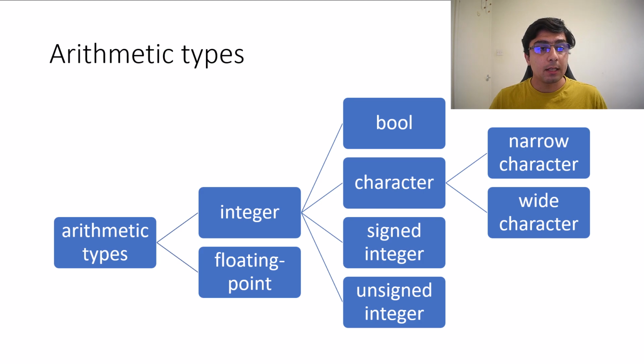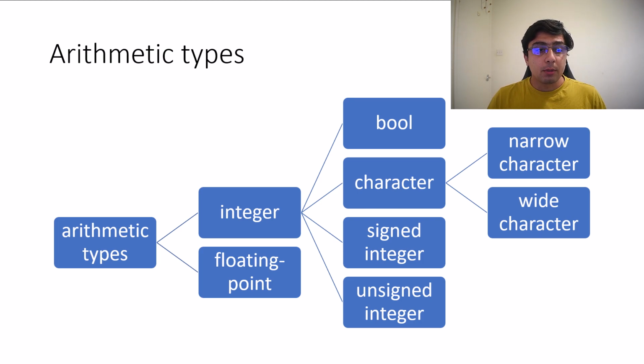First, let's talk about integral types or integer types. The bool type is a special type used to represent logical values. It can have only 2 possible values, true or false. Booleans are often used in decision making and conditional statements.